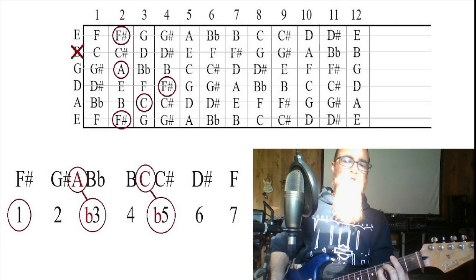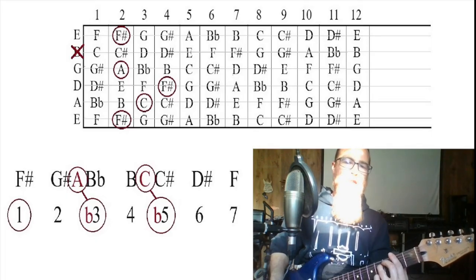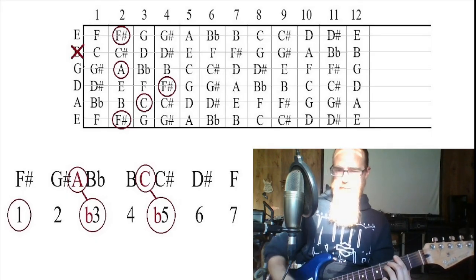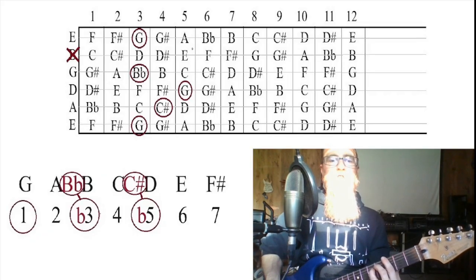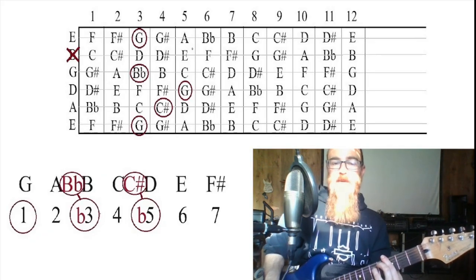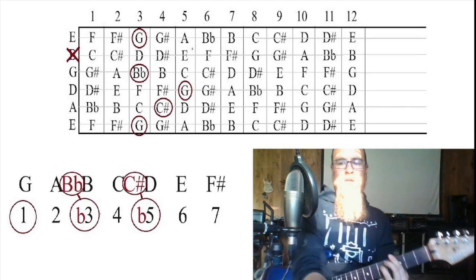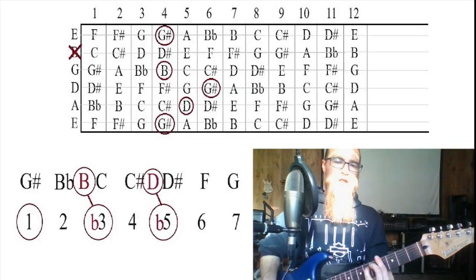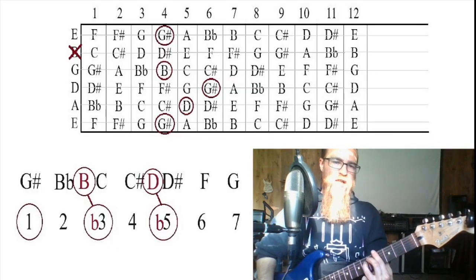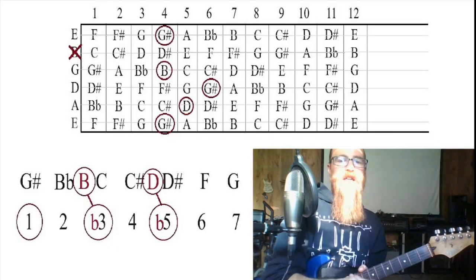And then F sharp diminished is F sharp, A, and C. G diminished is G, B flat, and C sharp. And then G sharp diminished is G sharp, B, and D.